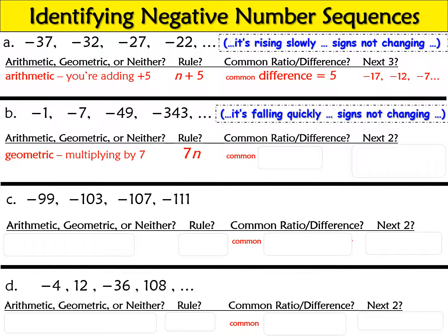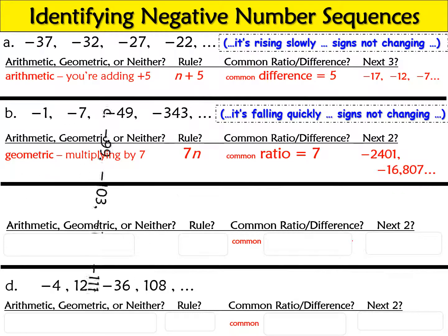This also means, because it's a geometric sequence, that we have a common ratio. So what's the number that we're multiplying by to move forward? It's 7. So the common ratio is 7. And that means the next two terms in the sequence are those two right there.